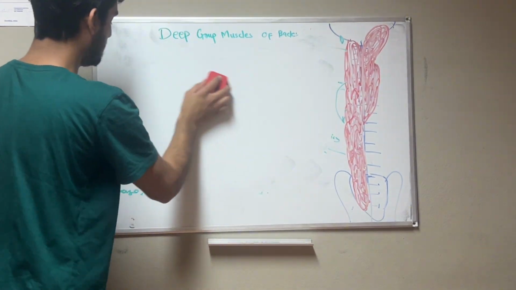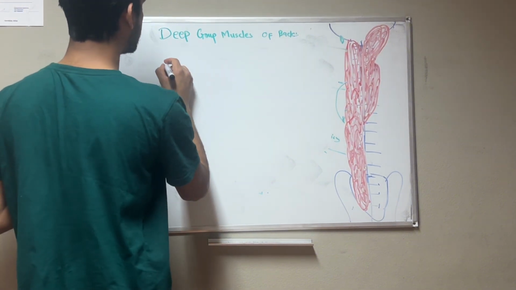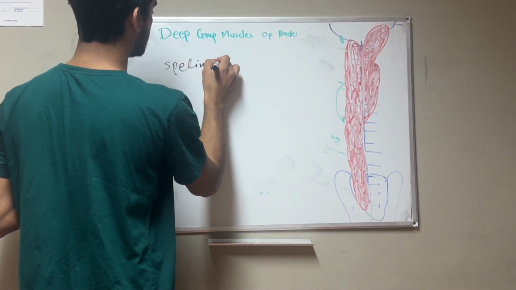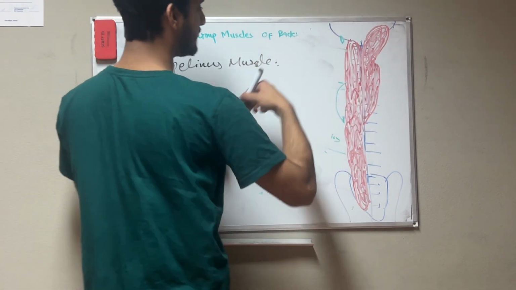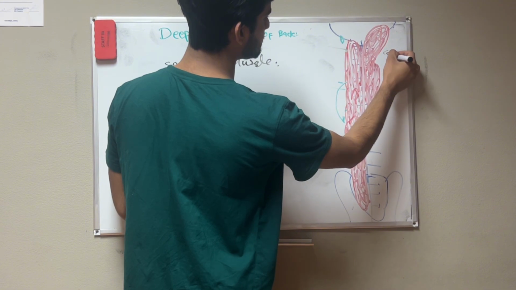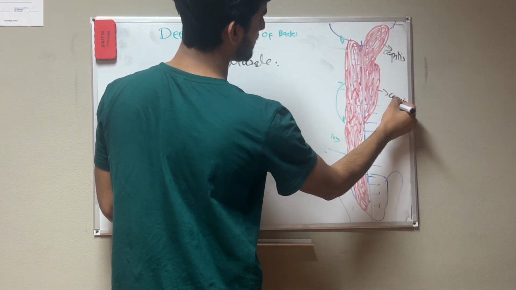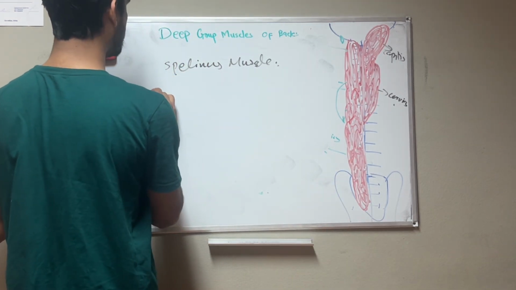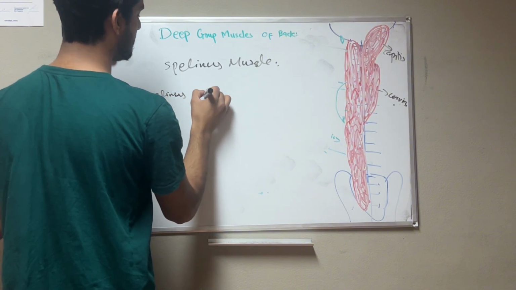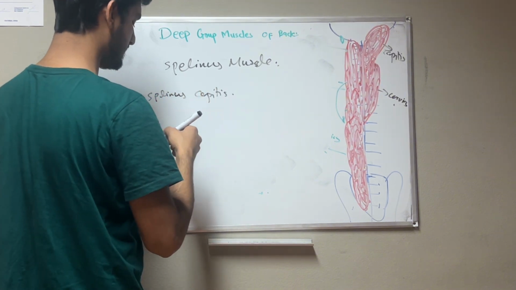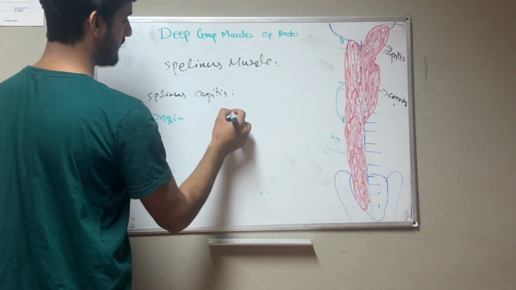Second muscle in the first layer, the superficial layer of the deep muscles. Which muscle do we have? Splenius muscle. This is the splenius muscle. It has two parts: the capitis part and the cervicus part. For the splenius capitis part, origin and insertion.